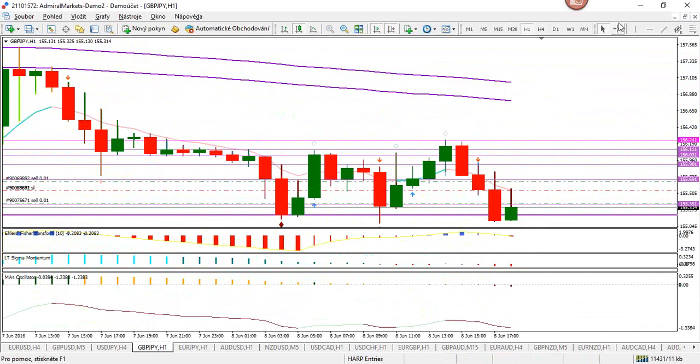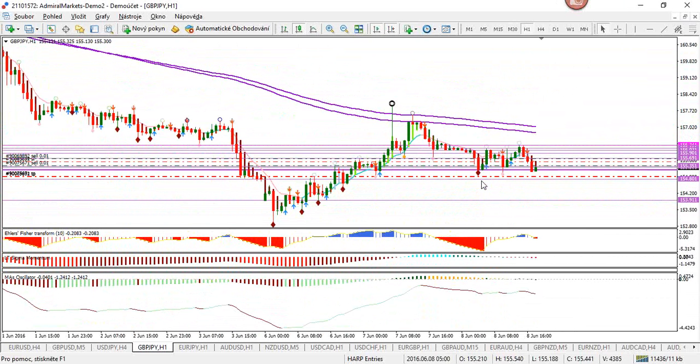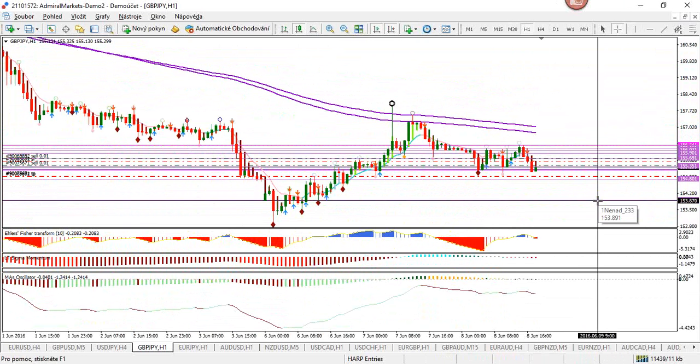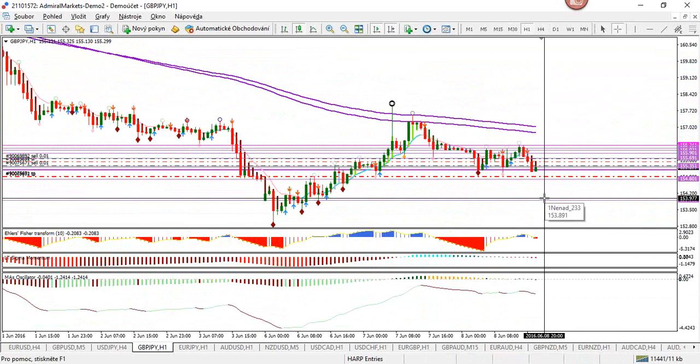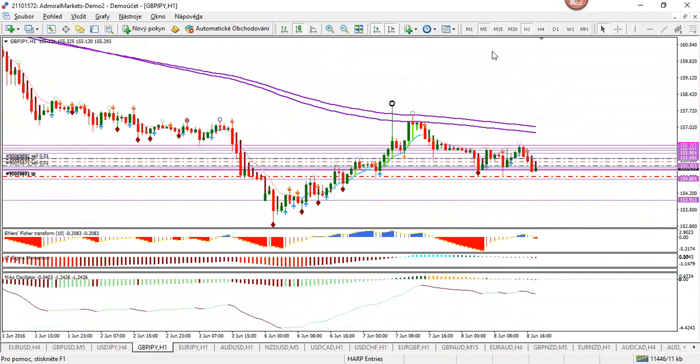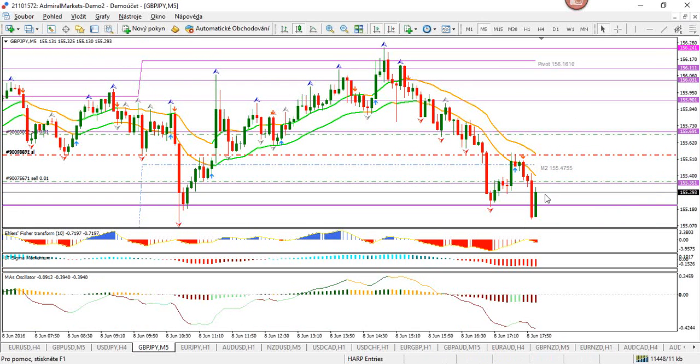Stop loss would have to be above this top, so that's a pretty hefty 100 pip stop loss. And the target would have to be at 154 for about 130. It could be a swing setup too, but I'm treating this as an intraday trade, and we'll have to see. Time will tell if this will continue or not.